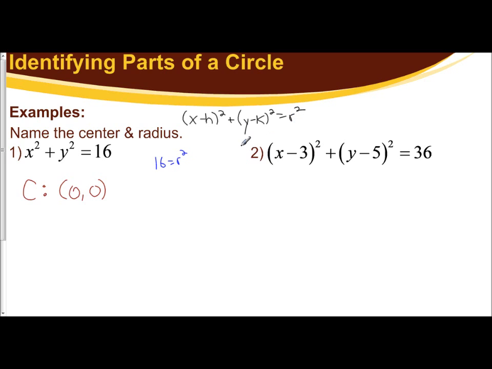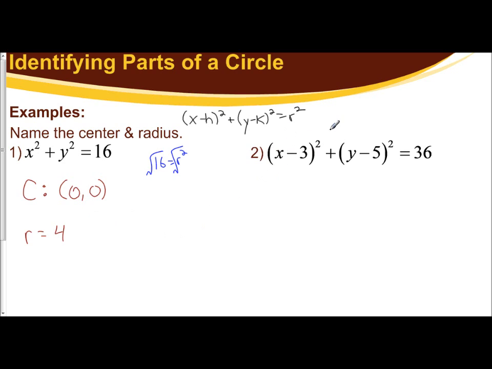in the equation. So if I want to know what my radius is, I'm going to square root both sides. And so my radius, the square root of 16, is 4. And so now I have my center and now I have my radius, and you're going to find out it's very easy to graph once you get those two pieces of information.